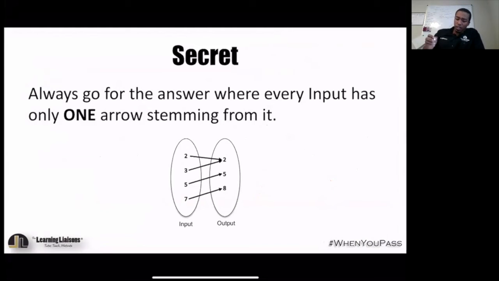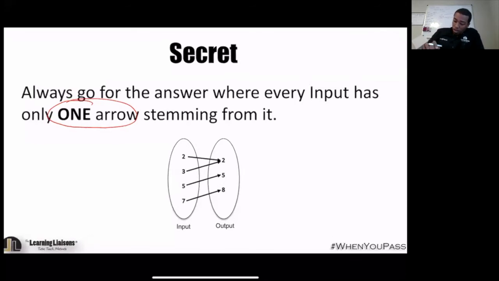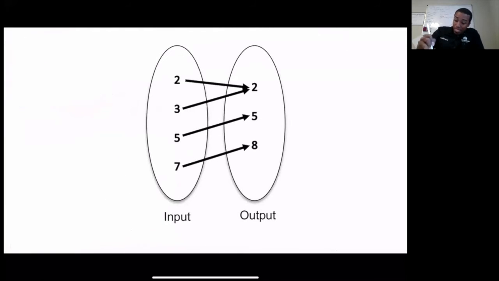But here's the secret again. Every input only has one arrow stemming from it. That is the secret. That is the rule. You don't have to spend too much time looking at the numbers themselves. All you got to look at are the arrows. So over here, this is still okay because there's only one arrow coming out of every input.